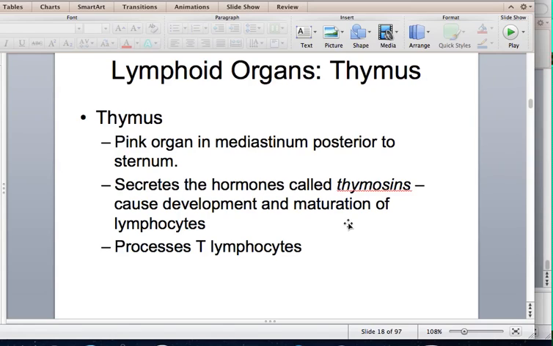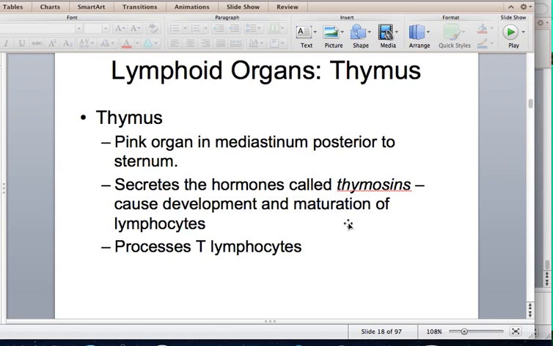It is very large when you are very young, especially in the age of 1 to 2. It's the biggest that it ever is. And then at puberty, it begins to do what's called involution. Involution means it becomes fibrous and it starts to diminish in size. So that happens at puberty, and it just continues to get smaller as you get older.